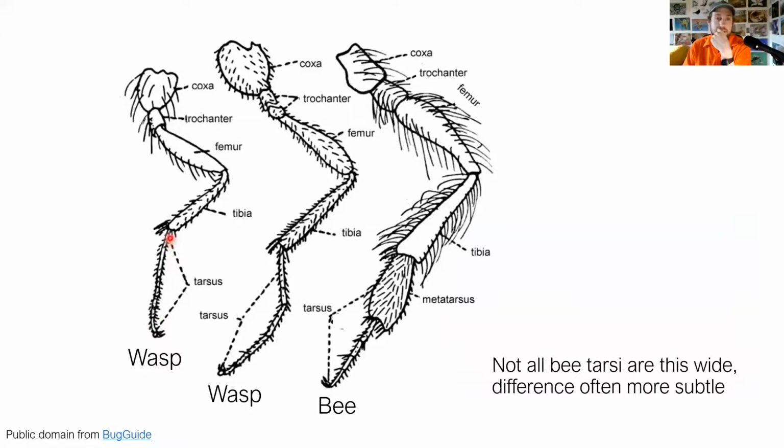So the first tarsus, the first segment of their foot, essentially, is very skinny in wasps. In these two examples, you can see this first segment is very skinny, a similar thickness to the other segments. In bees, that first tarsal segment tends to be fatter. That was very pronounced in this one. However, in many bees, it's not that pronounced, so it's not as definitive as it seems in this photo. It can be a lot more subtle, but it's something to look for.